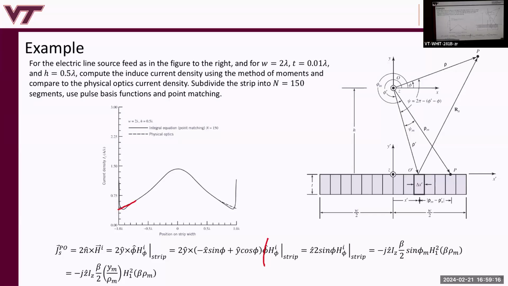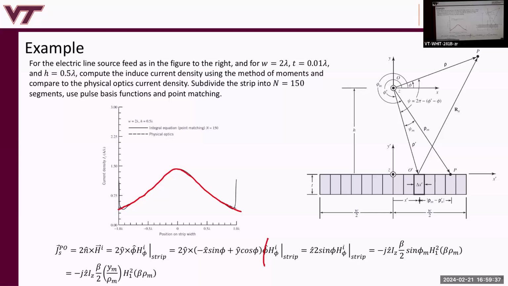It's this dashed line. It agrees pretty well for the middle, but it doesn't have any information about the finiteness of this structure, right? We just evaluate the magnetic field here. So you don't see these singularities that build up in the current on the ends. PO doesn't capture any edge effects, all right?